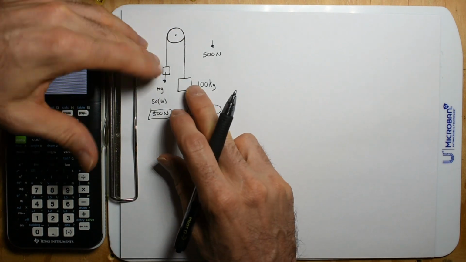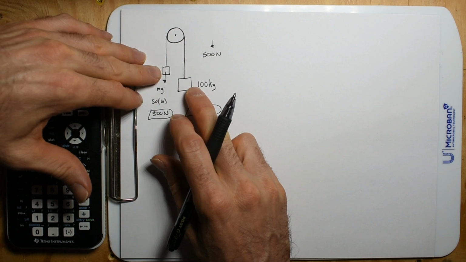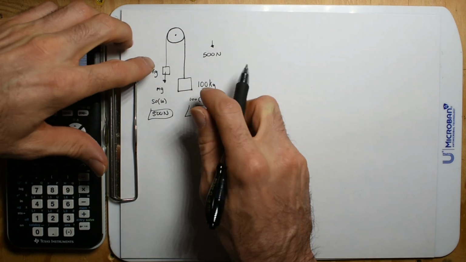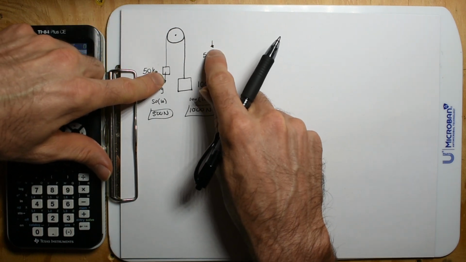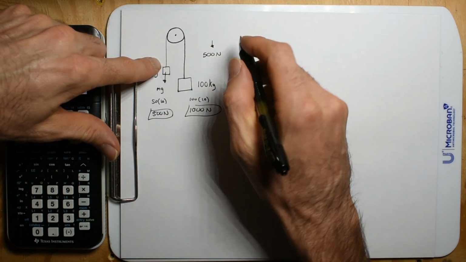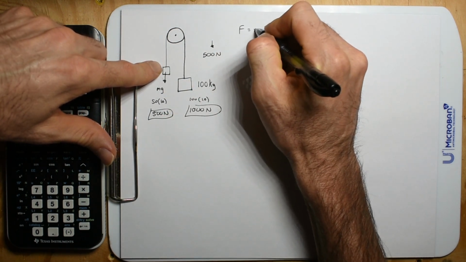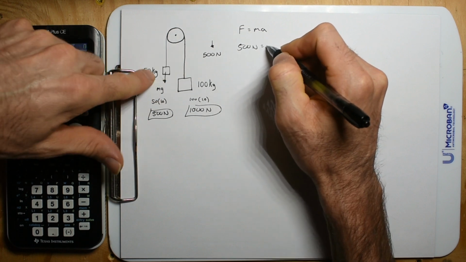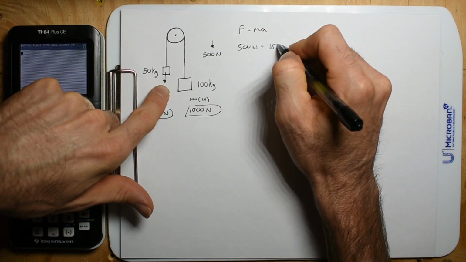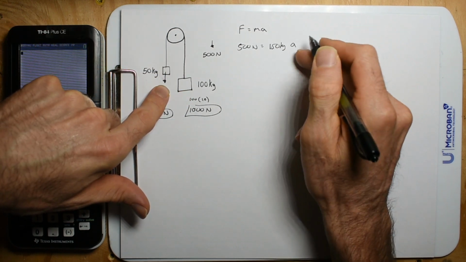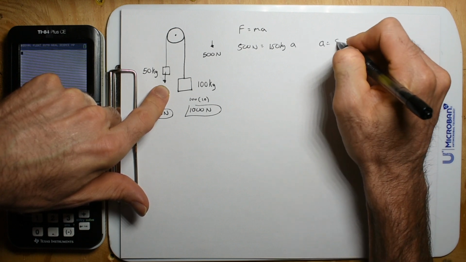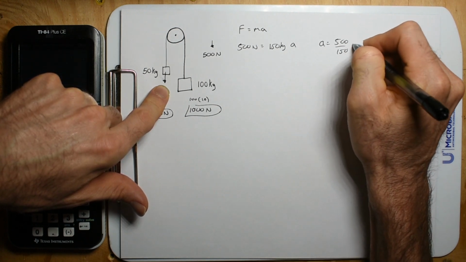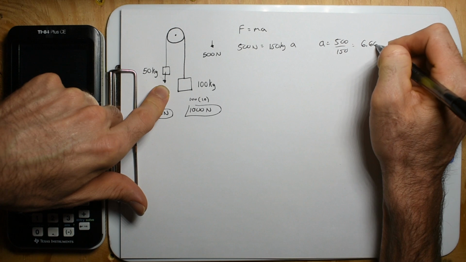So I have a driving force of 500 newtons. The only thing you have to be careful about with this problem is you have to use this driving force on both masses. So if I do F equals ma, I have a driving force of 500 newtons, and the total mass is 150 kilograms, and I can find my acceleration. For this problem it's 500 divided by 150, and that's going to be 6.6.